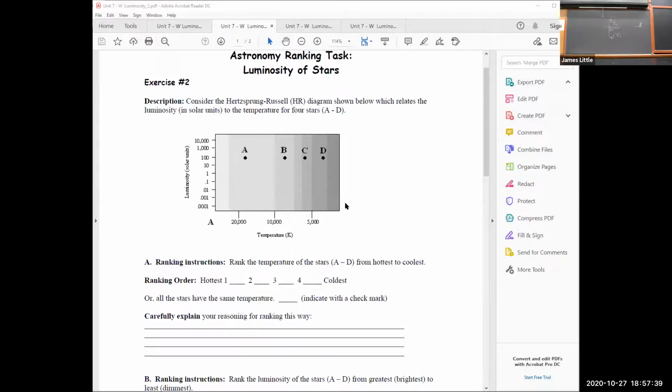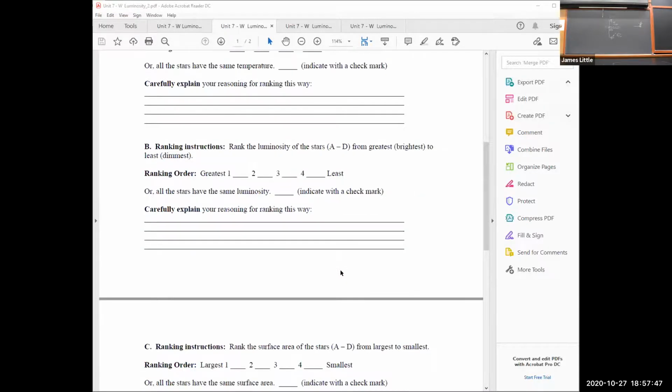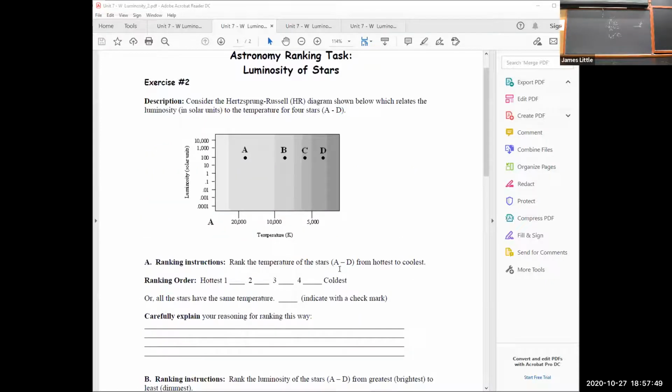So go ahead, pause. Well, don't pause yet. Rank the temperature from hottest to coolest, rank the luminosity from greatest to least, and rank the size from greatest to least. Come up with all your answers, then unpause. So for temperature, that's a measurement off the x-axis. A is hottest, then B, then C, then D.